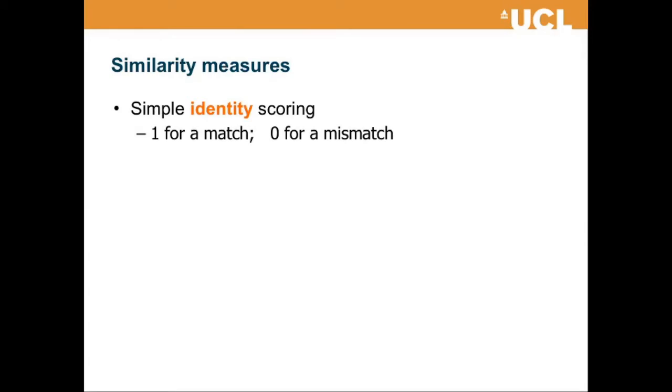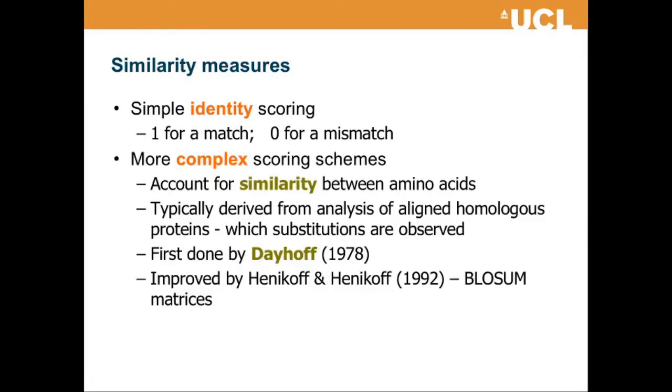I've talked a fair bit about both sequence identity and sequence similarity without really explaining what I meant by sequence similarity. The easiest way of scoring one sequence against another is to use identity. So if we have a serine in one sequence, we need to have a serine in the other sequence for it to count in terms of scoring the identity between two sequences. So it's 1 for a match, 0 for a mismatch.